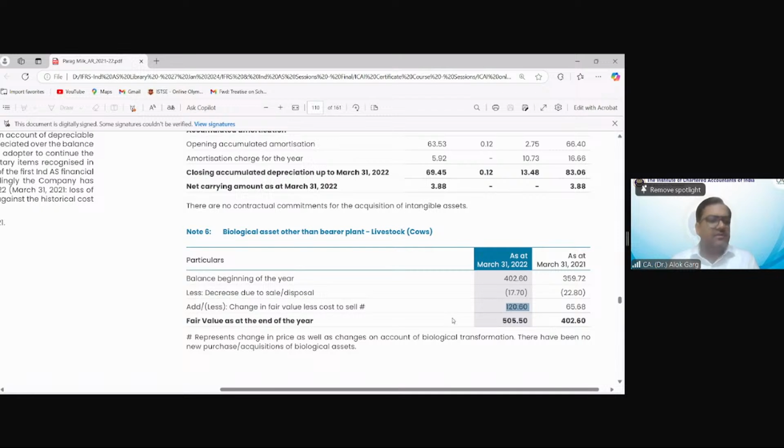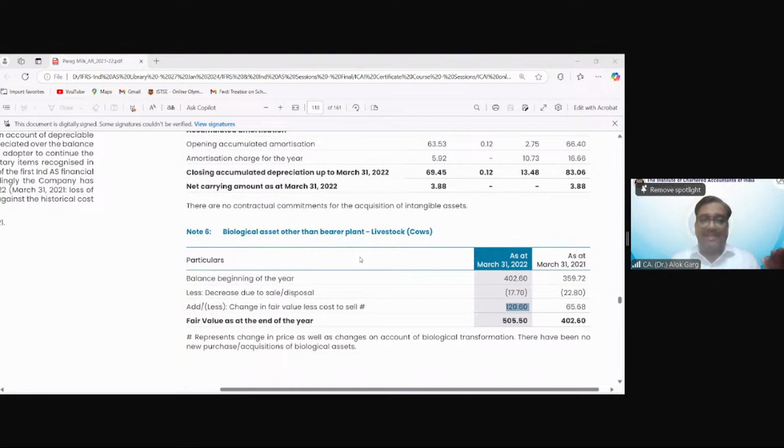Any price change for the same age of cows? No change. But 6 months ago, this cow was 3 years old, and now how old is this cow? This cow is 3.5 years old. This cow has grown by 6 months.